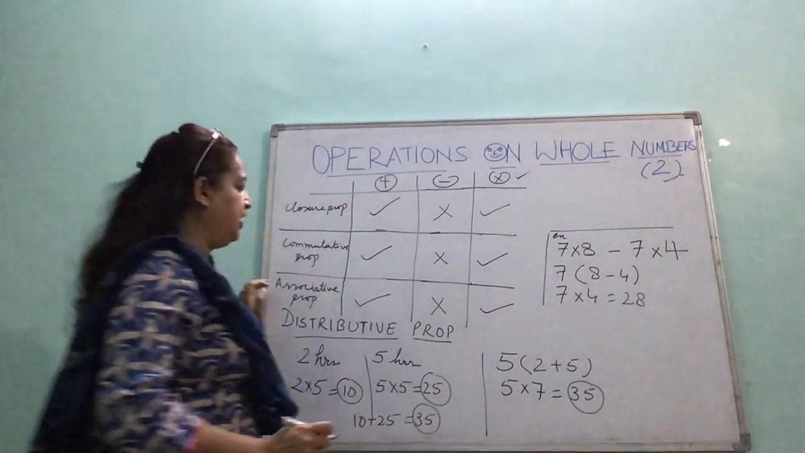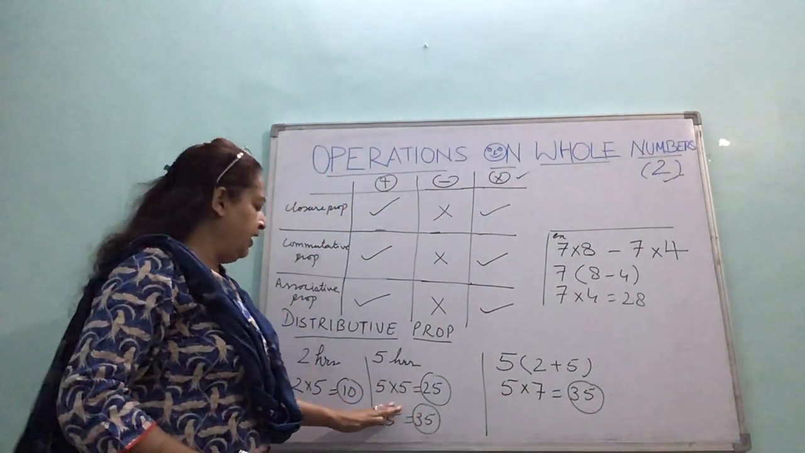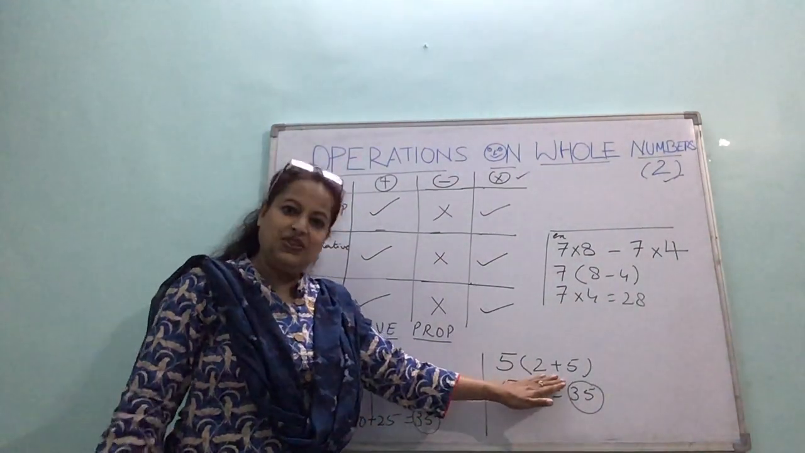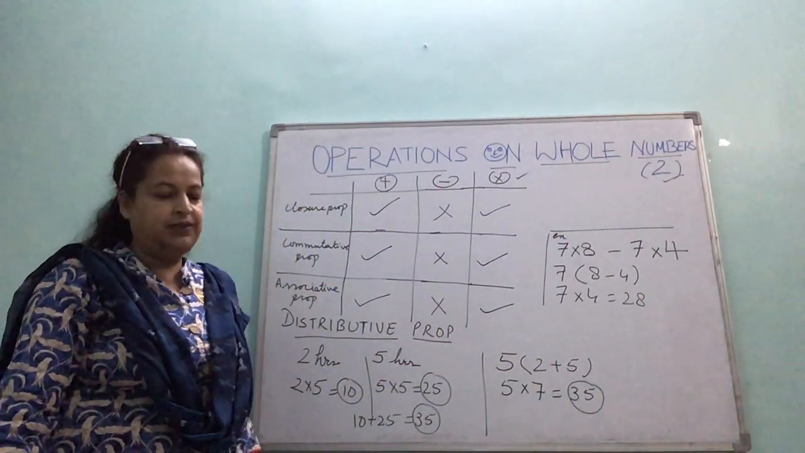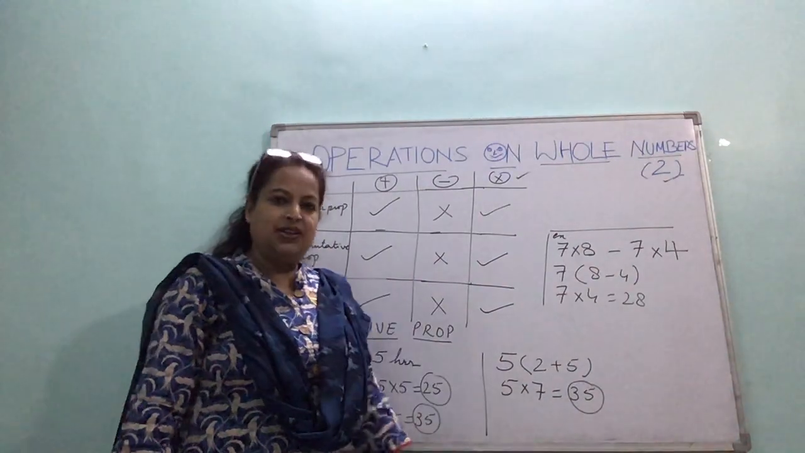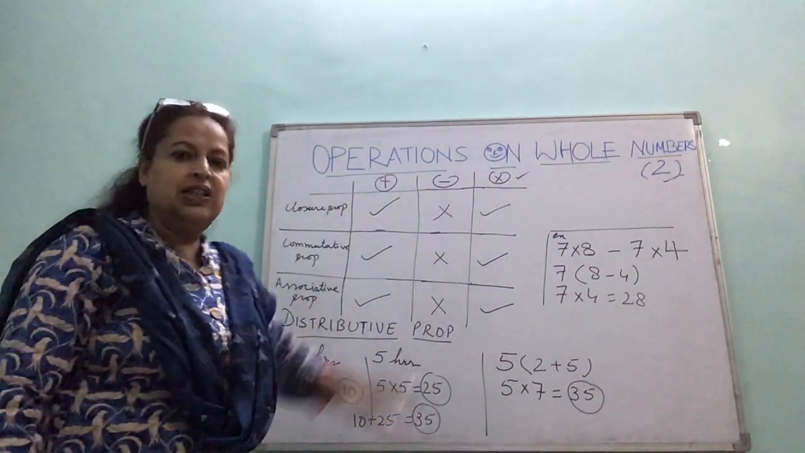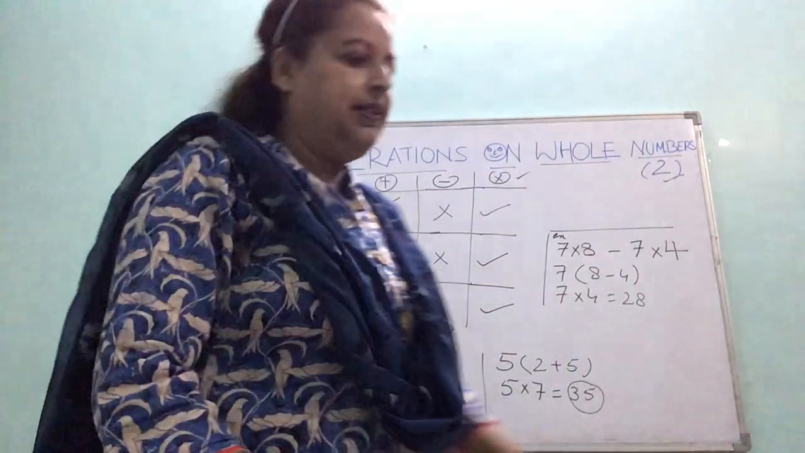So for multiplication, the distributive property over addition and subtraction is true. We'll be using it in many questions because it is very, very helpful for addition and subtraction. You will see that. So this is what we have done in properties.